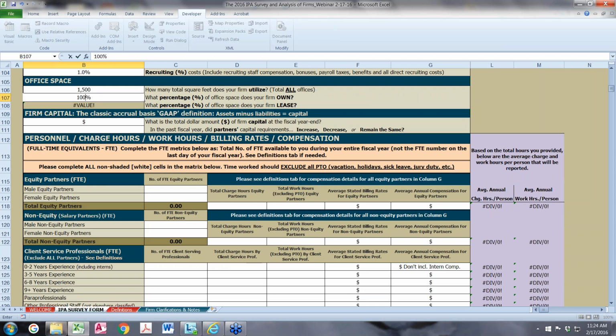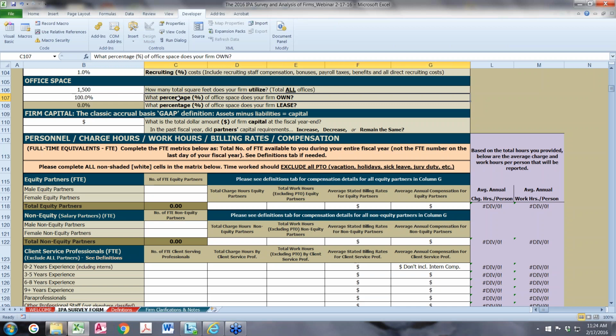And since some firms were having trouble having their owned percentage plus the lease percentage add up to 100%, we've done that for you. All you need to do is put in the percentage of office space your firm owns, and we will make the assumption that the remainder is what your firm leases.